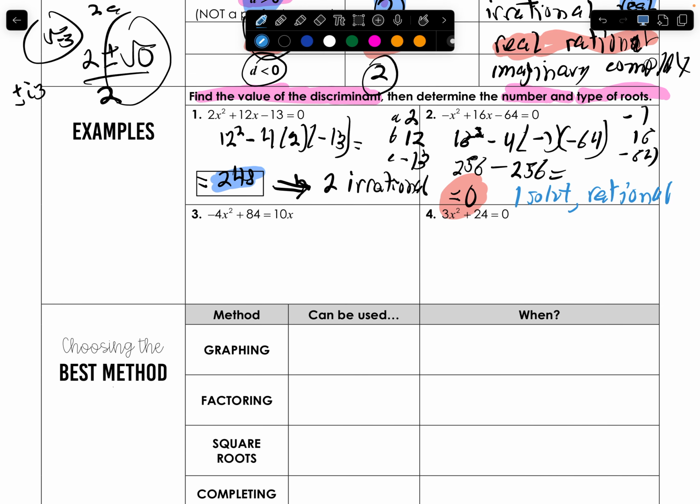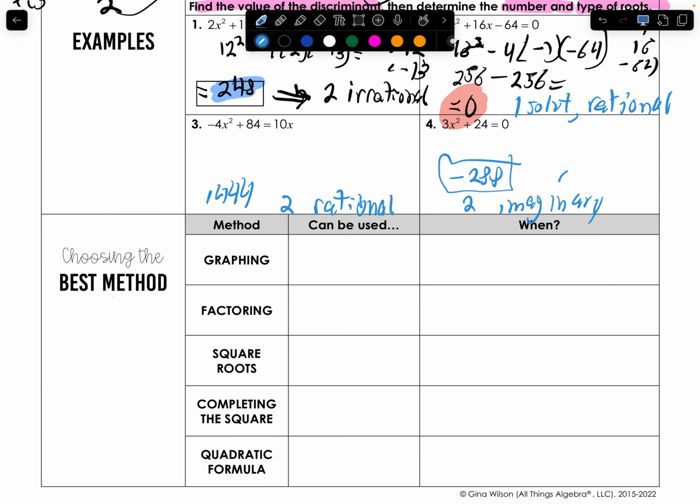Okay, so you should be able to do 3 and 4. If you do them correctly, you should get 1,444 for that one, and 2 rational. I would double check it if I were you. And for 2, you get 288 negative, I think, if I did it right. And that would mean 2 imaginary.